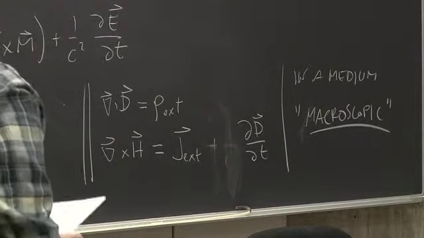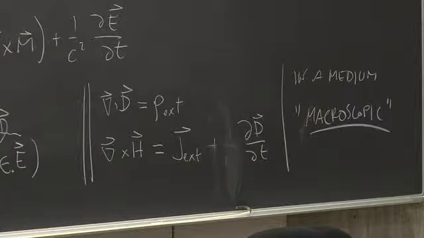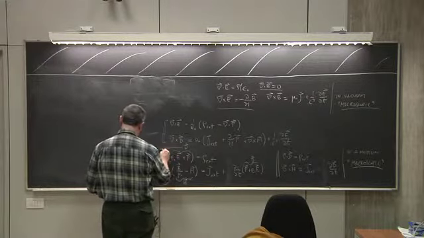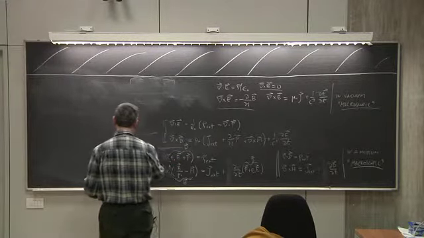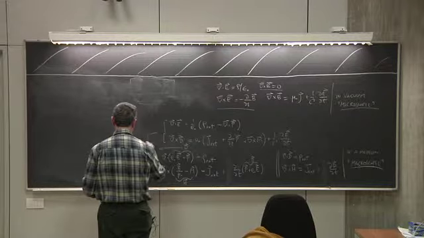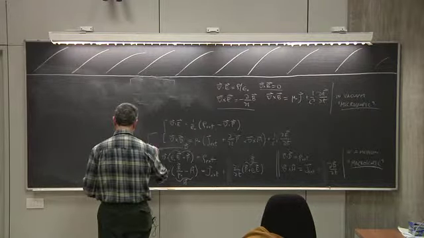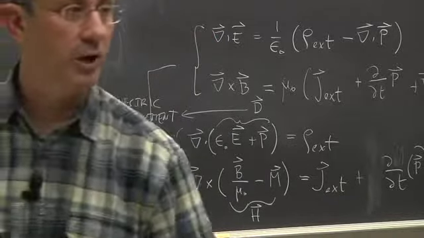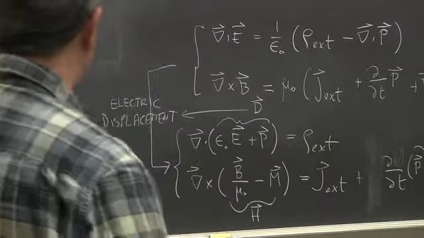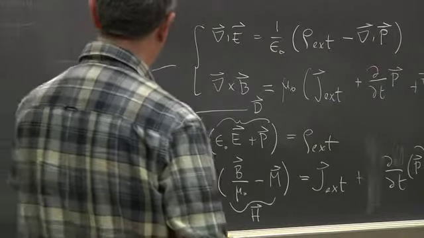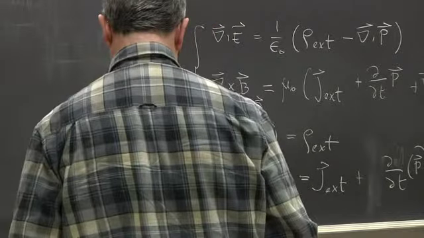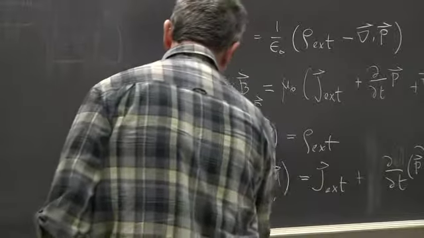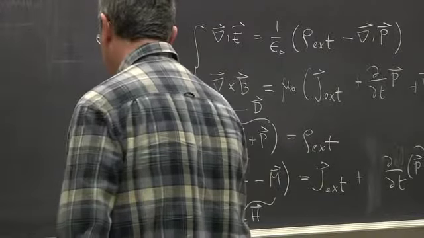So, as I said, this D field is called the electric displacement. I mean, it's not important. I just give you these names because otherwise you go and read a book or something and then you don't know what they are talking about. This H is what is called the magnetic field.